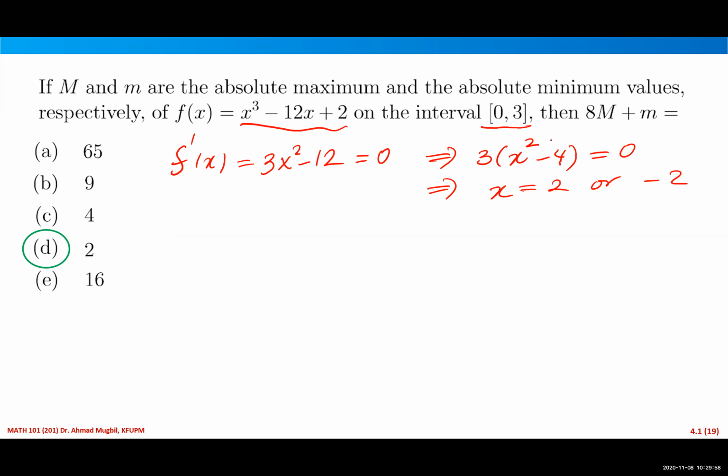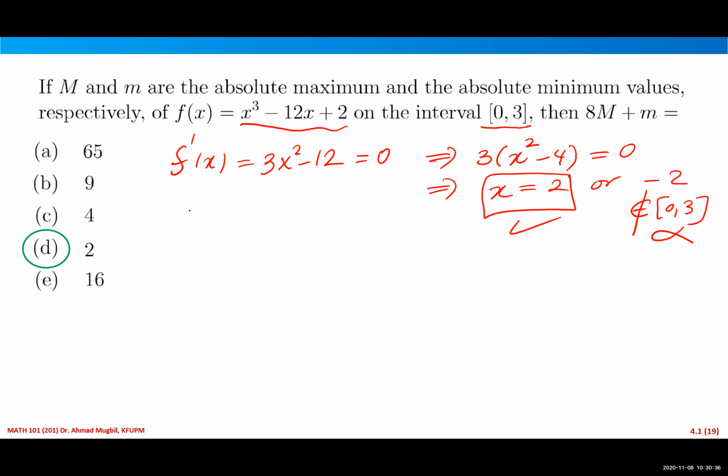No, negative 2 is rejected. Some of you made a mistake here. Negative 2 is not in this interval. It is rejected because it is not between 0 and 3. We will take only the points that are between 0 and 3. This is why we said, Shabab, that the critical number must be in the given domain, the restricted domain. So here we have only x equals 2. If you chose negative 2, you made a mistake.